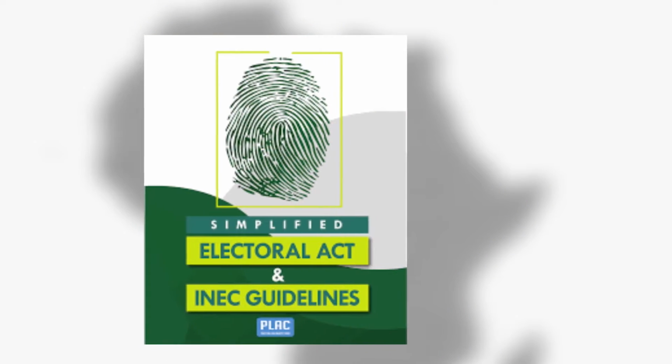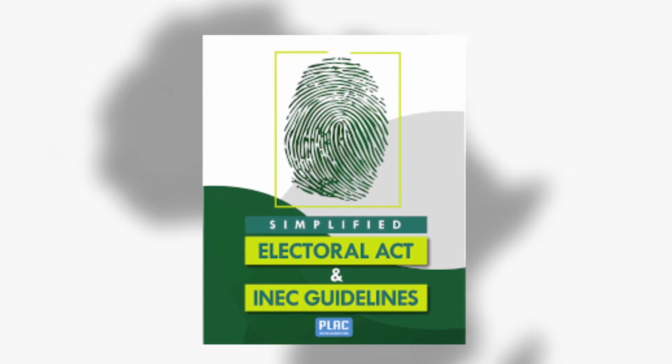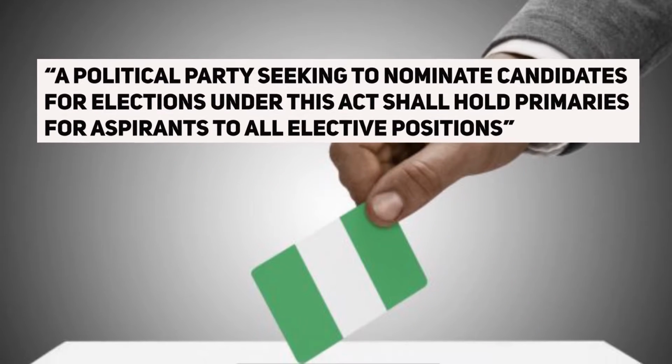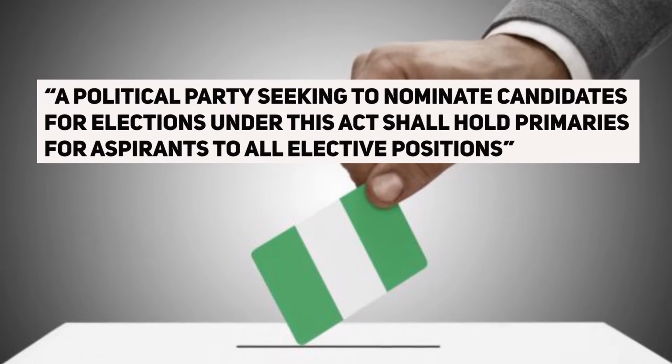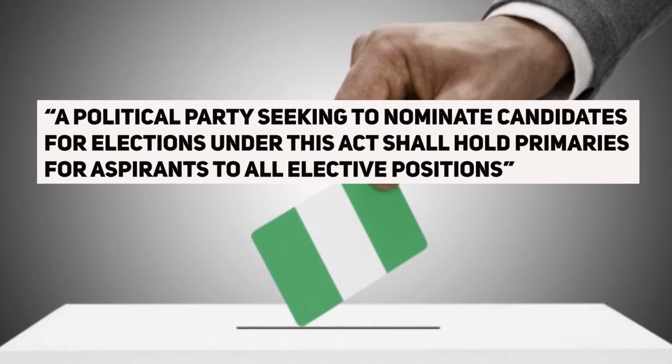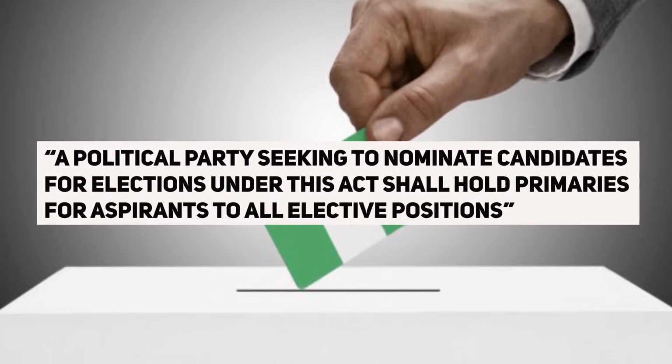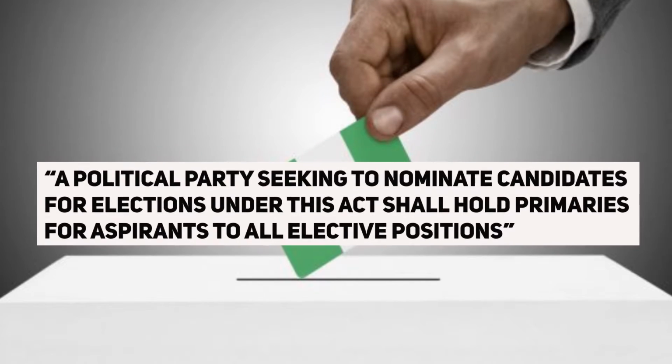Section 87, subsection 1 of the Electoral Act 2010 states that, quote, "A political party seeking to nominate candidates for elections under this Act shall hold primaries for aspirants to all elective positions," end of quote. Dr. Jide Johnson, a political commentator, defines a primary election.